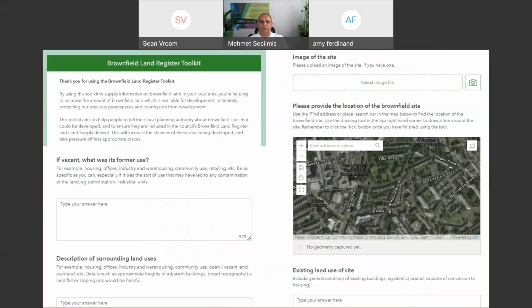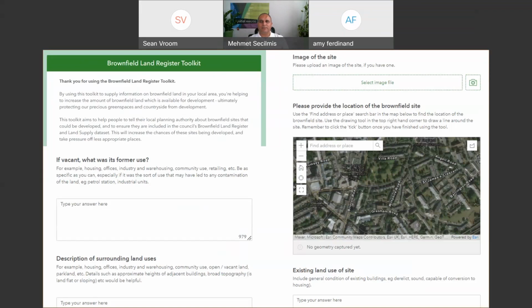At the University of Louisville in Kentucky, they put together a nice Survey123 app to nominate brownfields. They call it the Brownfield Land Register Toolkit. They make it easy for anybody, from the municipalities, from the counties, even from citizens, to nominate a site. You need to know a little bit about brownfields, such as the use of the site, but this one is a comprehensive one with lots of information to be used.